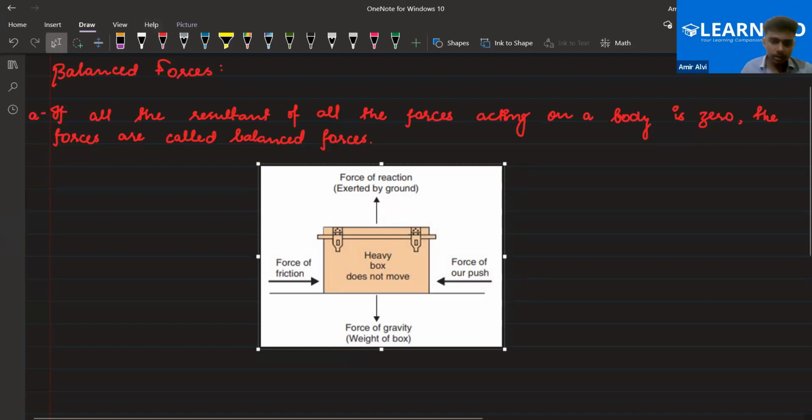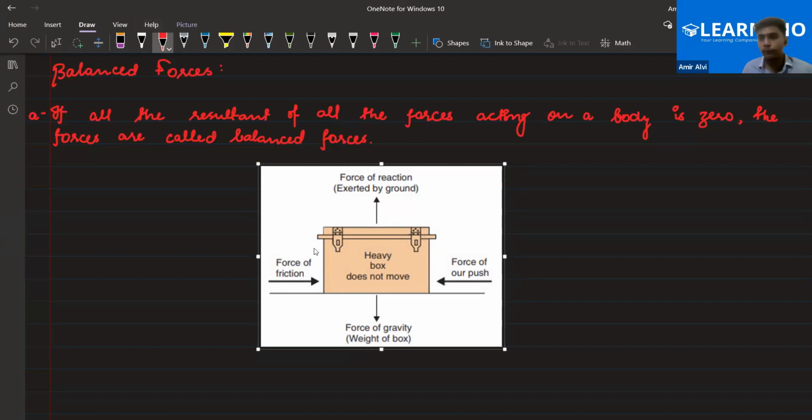So let's analyze this thing. As you can see, the heavy box is there, and it does not move at all, right? So this is the force of our push. It means that we are basically pushing on the left side, right? And this is a force of friction that is provided by the surface.